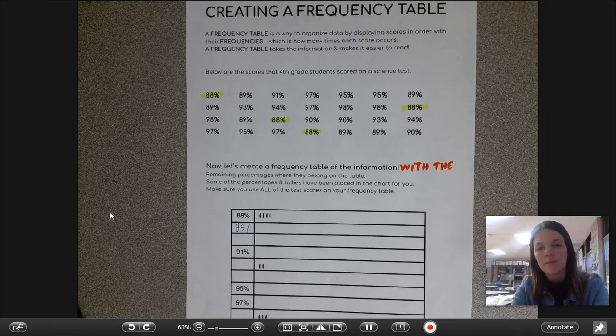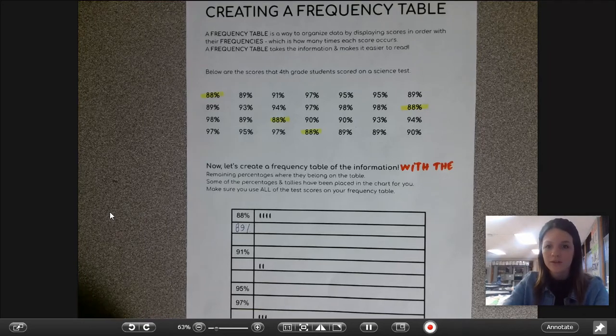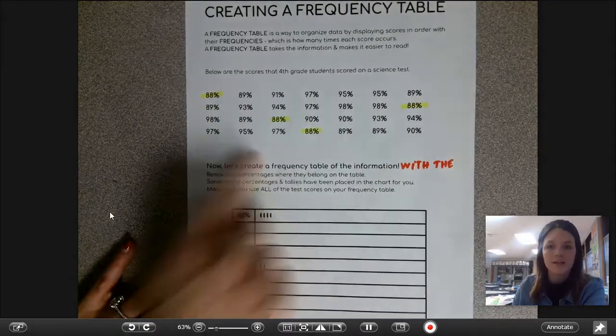This is something that you probably learned around Christmas time, but if you don't remember, a frequency table is a way to organize data by displaying scores or numbers in order with their frequencies, which is how many times they occur. A frequency table is just a way to take information and make it easier for our brains to read and understand. Below are the scores that fourth grade students scored on a science test.